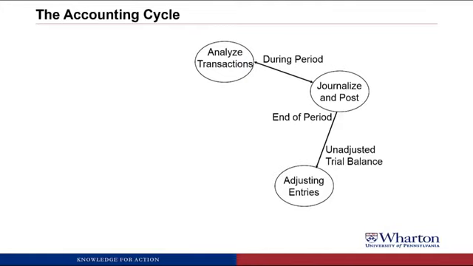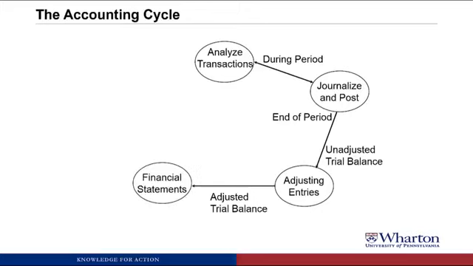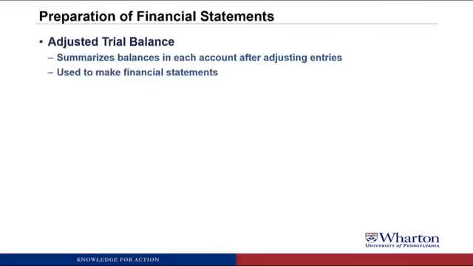Last video, we completed the adjusting entries for Relic Spotter. Now we can move on to the next two steps in the accounting cycle, putting together an adjusted trial balance and preparing financial statements. The adjusted trial balance is we just add everything up after doing adjusting entries and make sure our debits equal our credits. Then we're going to use those balances to put together financial statements.